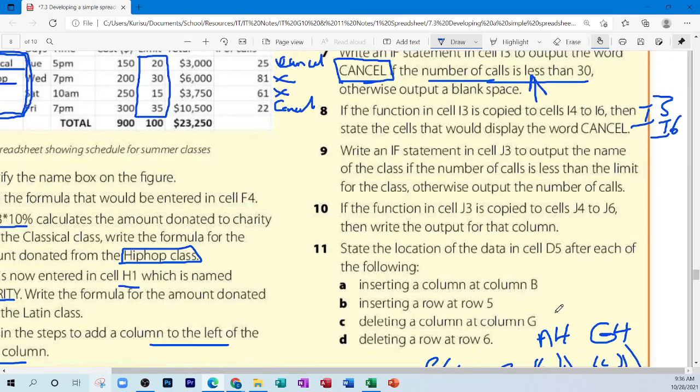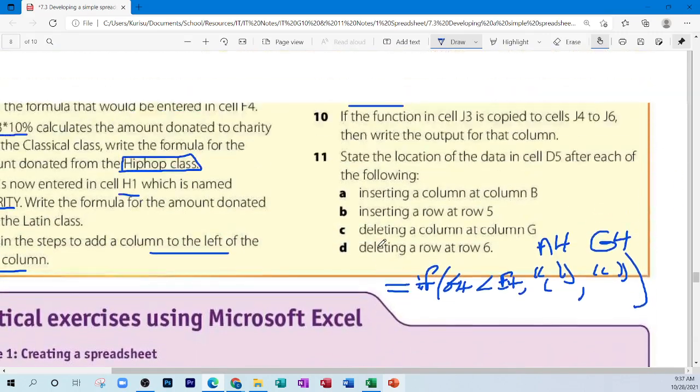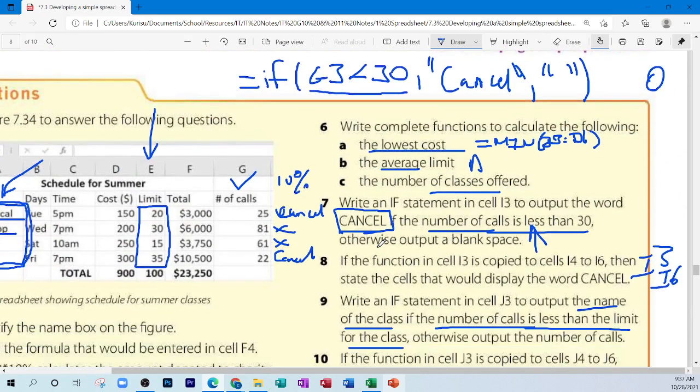So let's look at the difference between those two. So we're creating a function. Write an if statement in cell J3 to output the name of the class. So it's telling us what our true value is here, the name of the class. Now it's giving us our test: if the number of calls is less than the limit for the class. Number of calls is less than the limit. So let's erase this one at the top here.